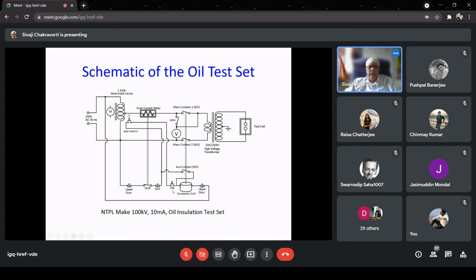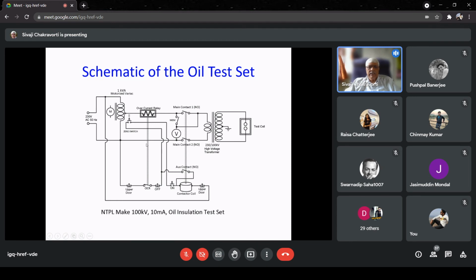That means we can press the on button, then we don't need to keep it pressed for the entire duration. Otherwise, it is not possible manually. So this on switch and the zero switch are needed only for switching on the setup. The rest of the thing is through the auxiliary contact.